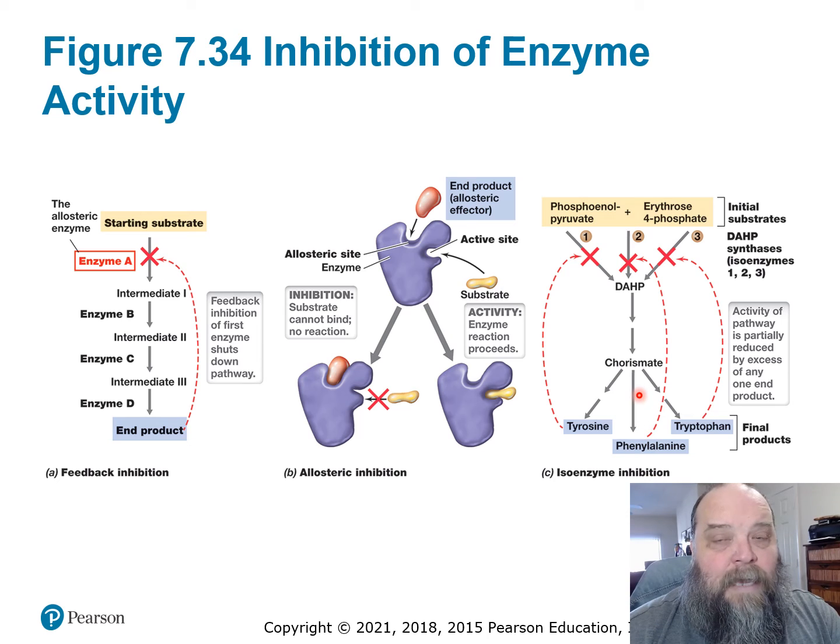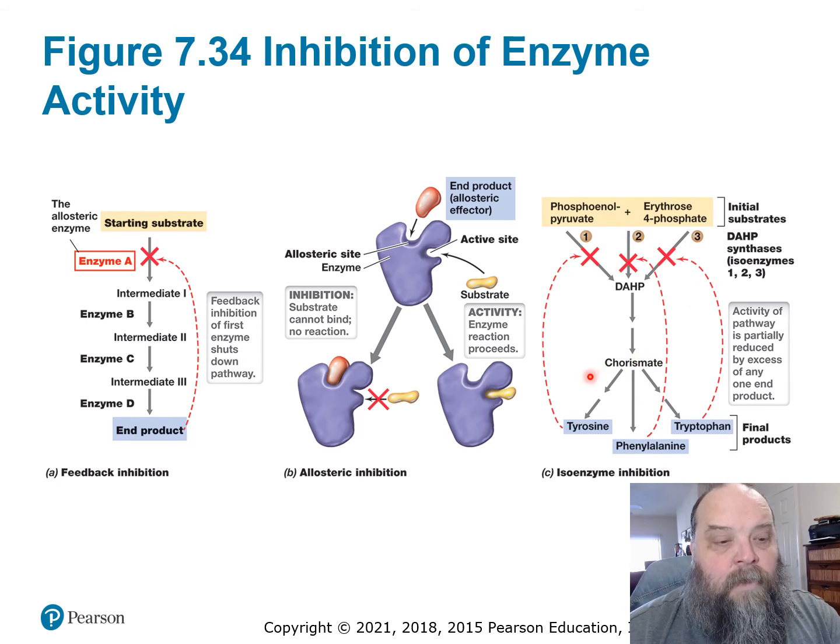So we come to find out DAHP is part of a metabolic pathway. It's going to give you chorismate, and chorismate, through different metabolic processes, gives you tyrosine, phenylalanine, or tryptophan. These are our final products. Tyrosine allosterically inhibits isoenzyme 1, whatever that is. Phenylalanine inhibits 2. Tryptophan 3.